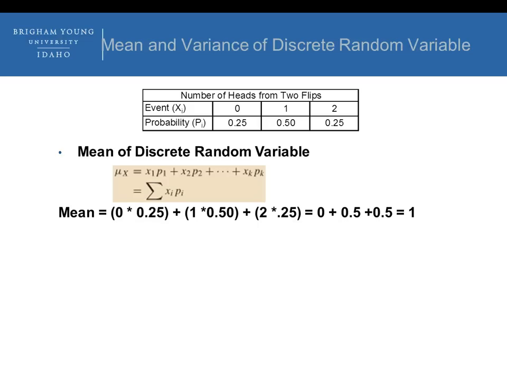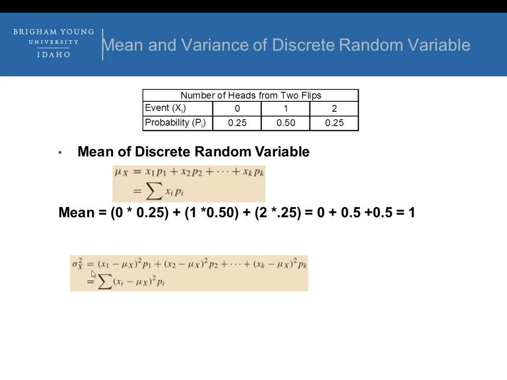Hello, this is Brother Cromar from the Math Department here at BYU Idaho, and this will be part 2 of Lesson 4. Where we last left off in part 1 is where we calculated the mean of the discrete random variable. Now I'm going to take this information, the number of heads from two flips, and calculate the variance and the standard deviation of a discrete random variable.